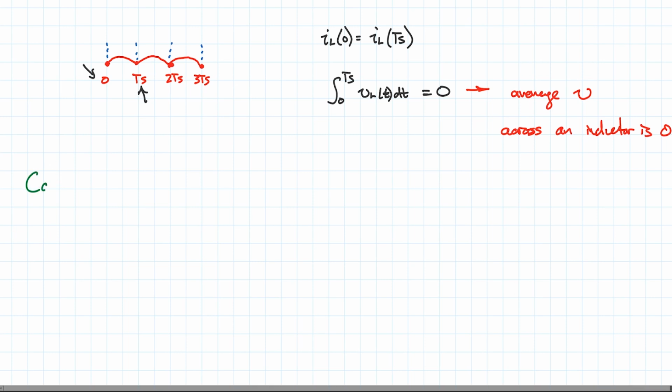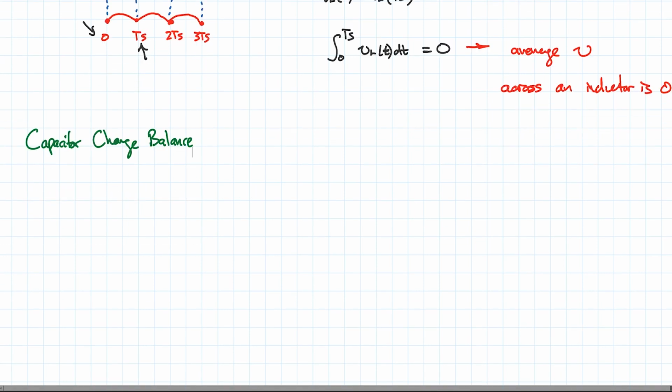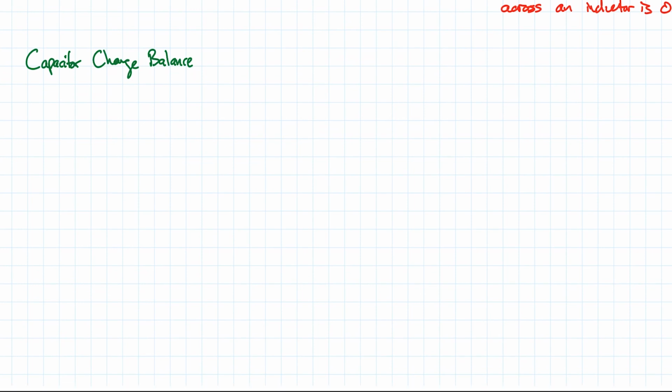The second thing we have, as I mentioned before, is the capacitor charge balance. It's analogous to that, but it's for capacitors and it's for current through capacitors. So we can do the exact same thing that we did previously. Let's draw a capacitor here. So we have a capacitor here. Let's say we have some capacitor voltage, and then we have some capacitor current.